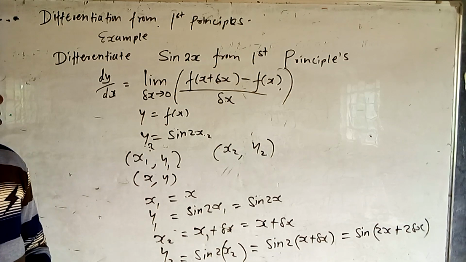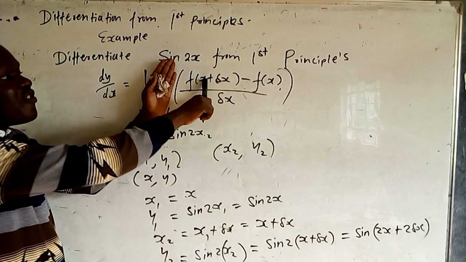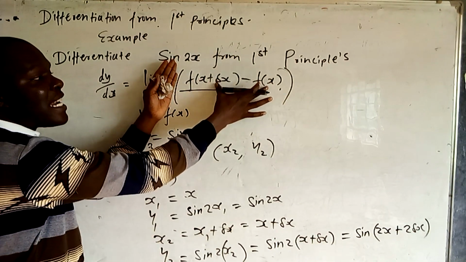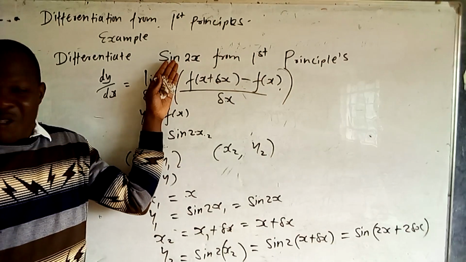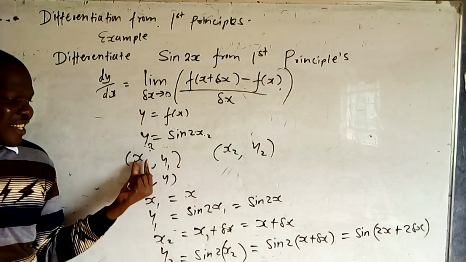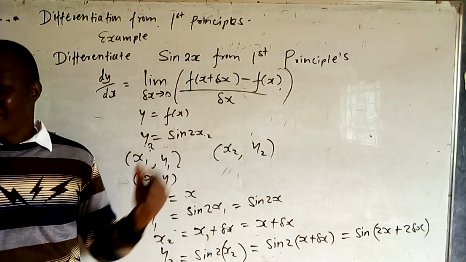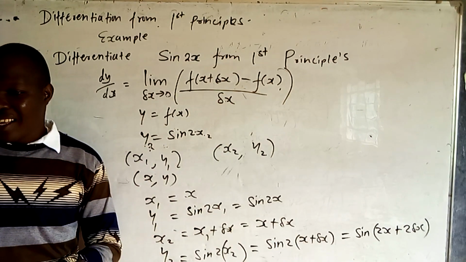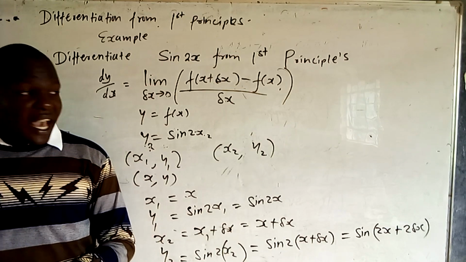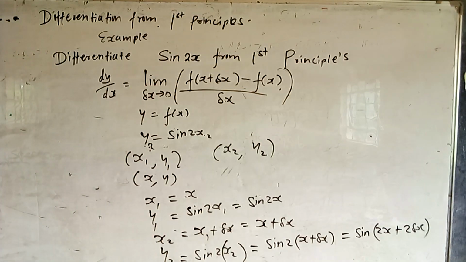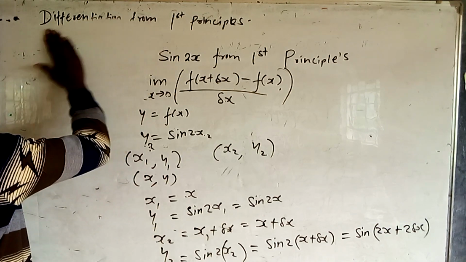So what is the gradient? The gradient is the change in y, which we've spelled out how it came about, over the change in x. So change in x is x2 minus x1. You can see x plus change in x minus x will always remain change in x. Are you seeing that? Are we together? Then now you come and write that.